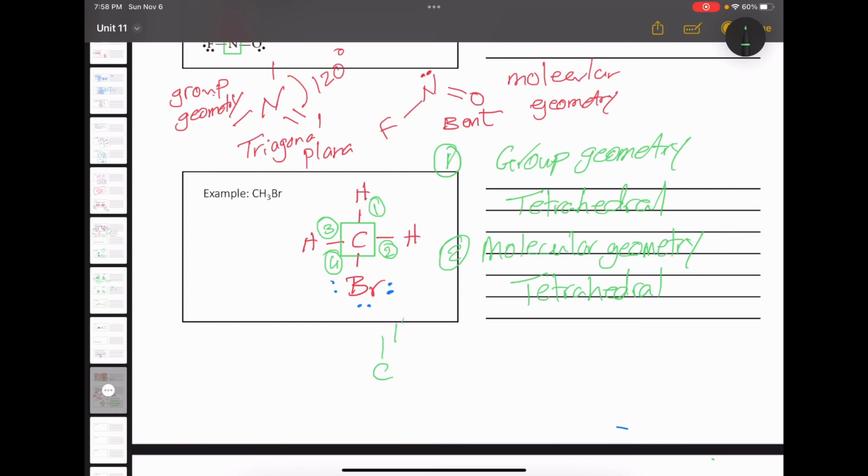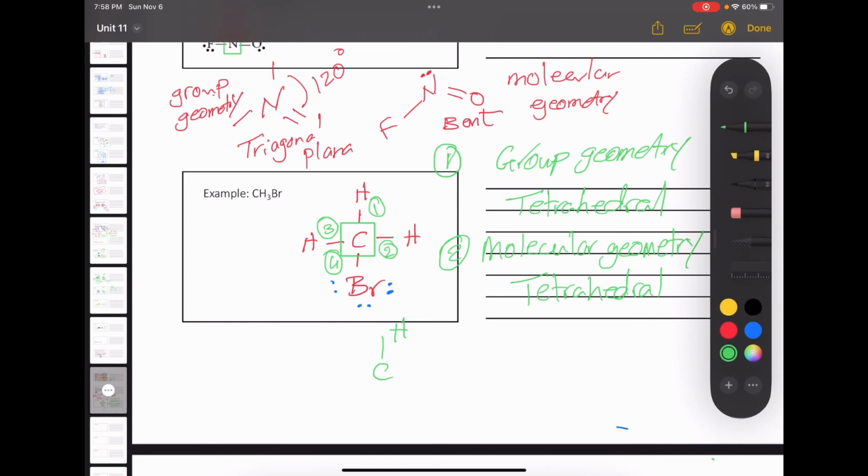We have 1 hydrogen. Actually, let me change the color. So let's do black. So we have carbon in the center. We have hydrogen, we have another hydrogen, and we have a wedge with solid color. And we have another wedge pointing this way. Now, here we have the hydrogen, and we have here the bromine.